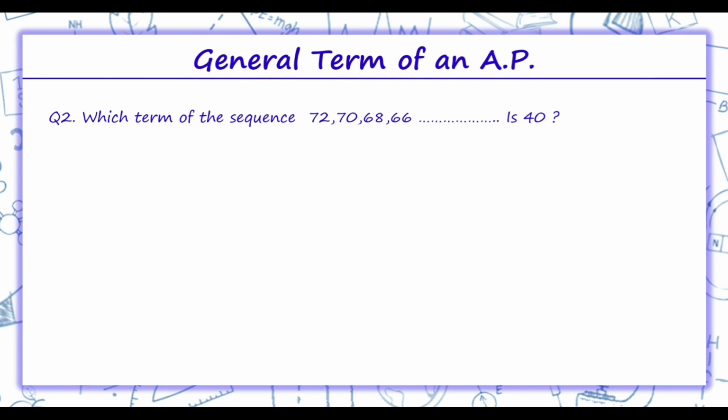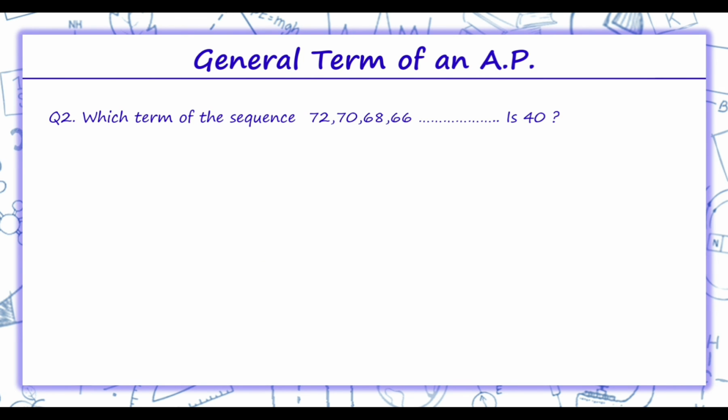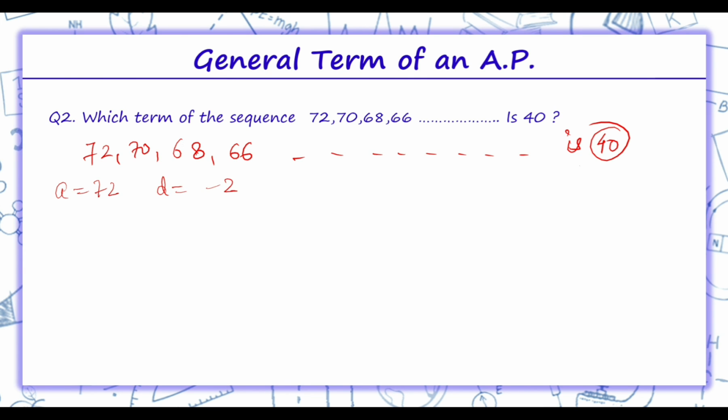Coming on to the next question, over here we have to find which term of the sequence 72, 70, 68, 66 is 40. So over here we'll write first of all A. A is 72, D is 70 minus 72, which is minus 2. Now which term is 40? That is, this An will be 40. So we have to calculate over here what? n. Putting the formula, An is equal to A plus n minus 1 into D.